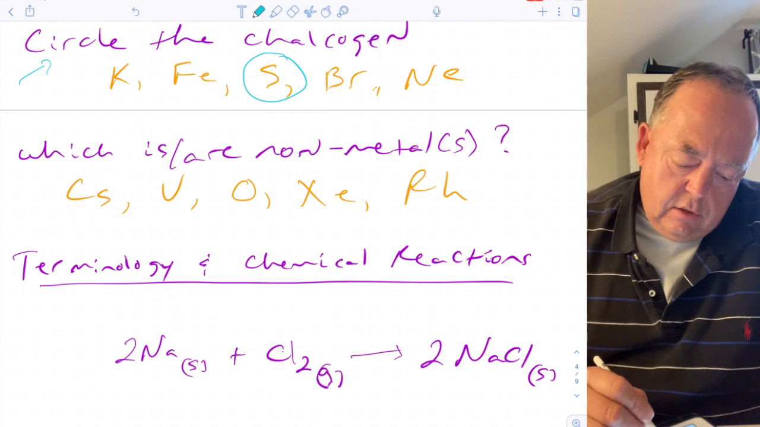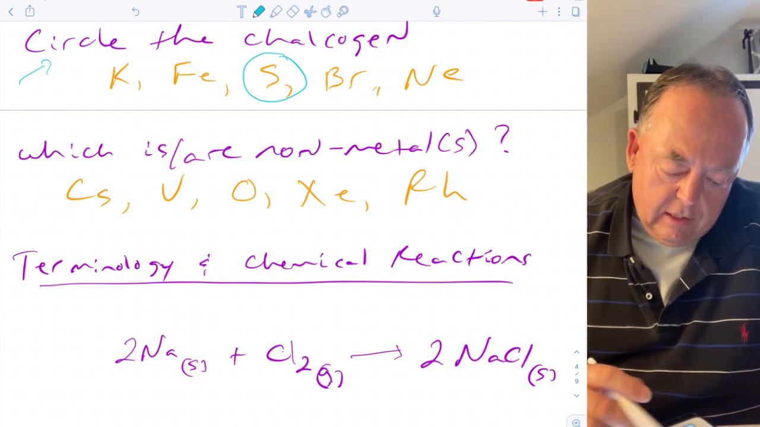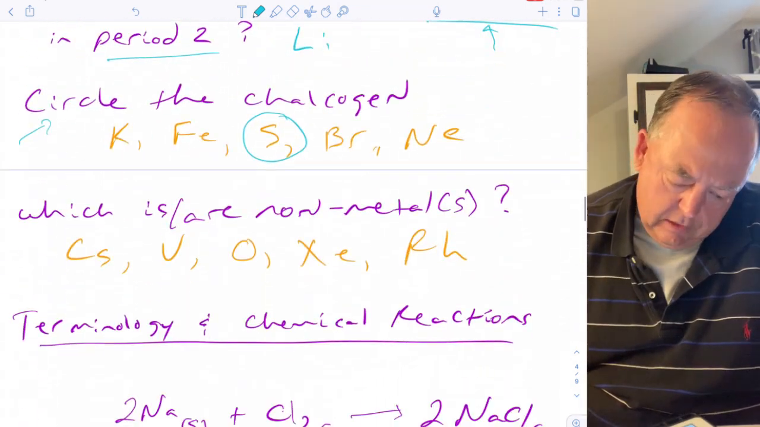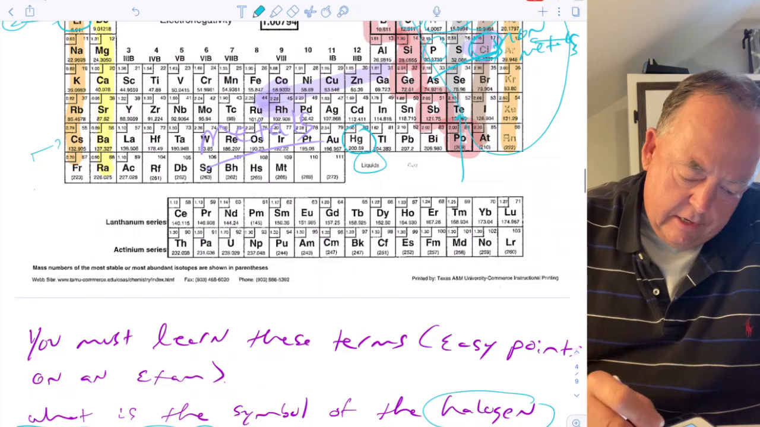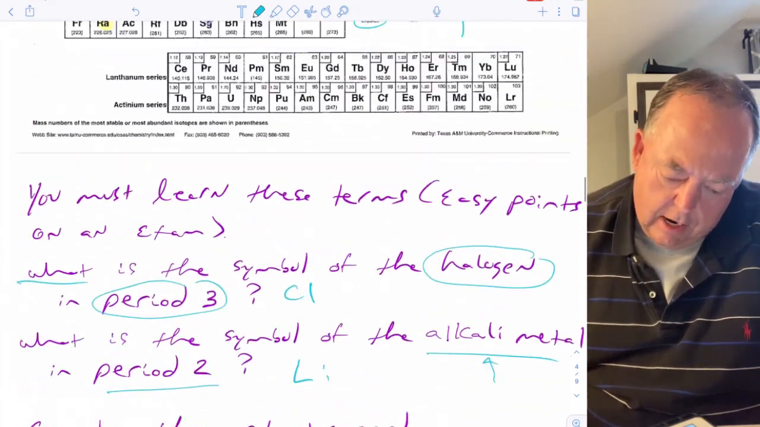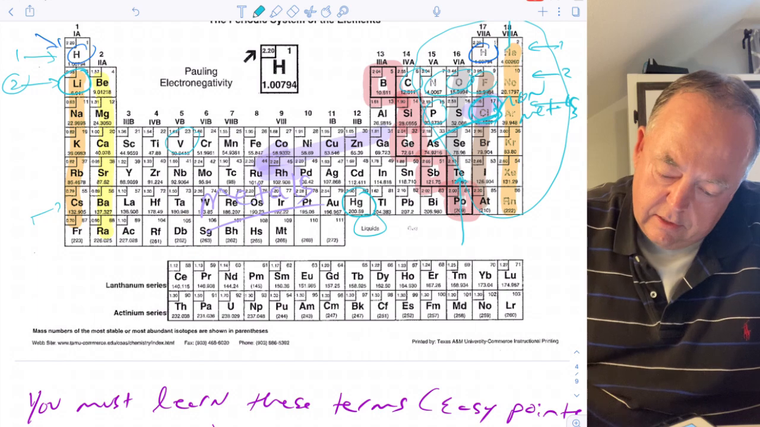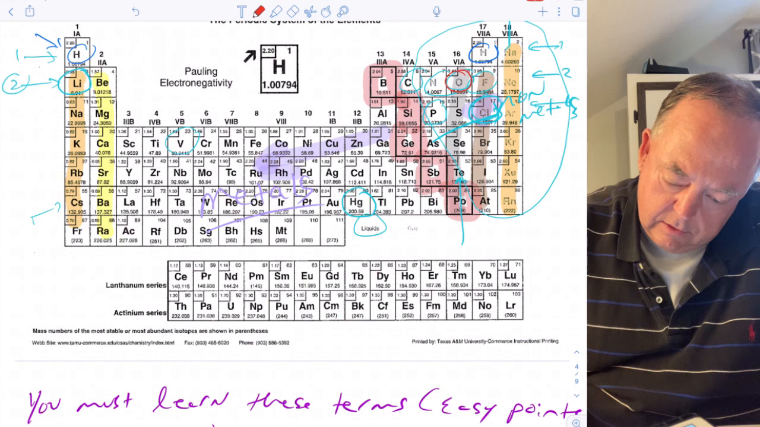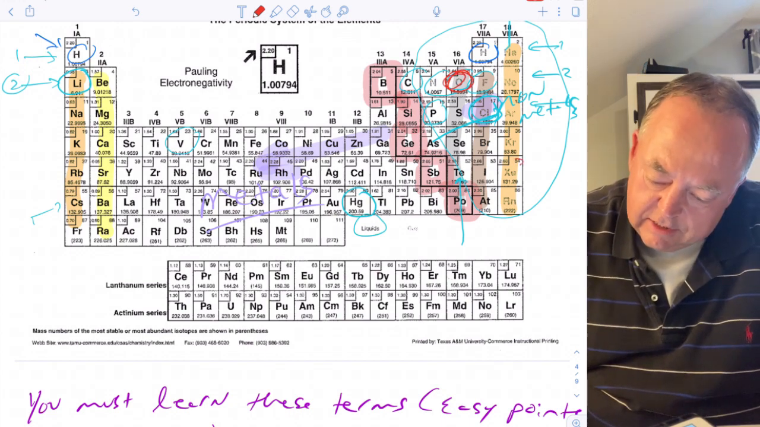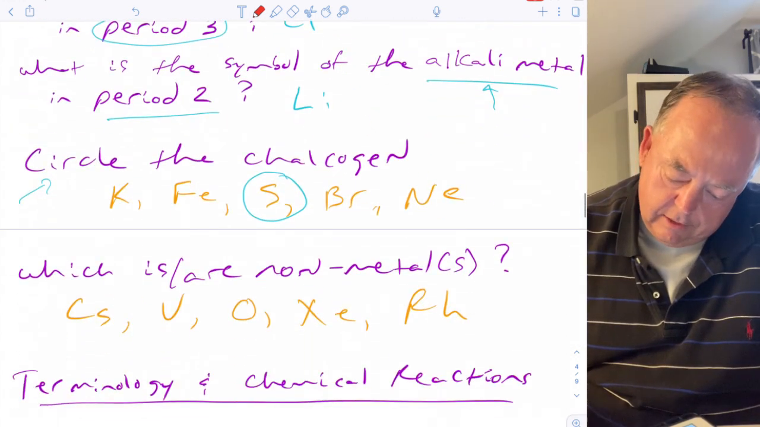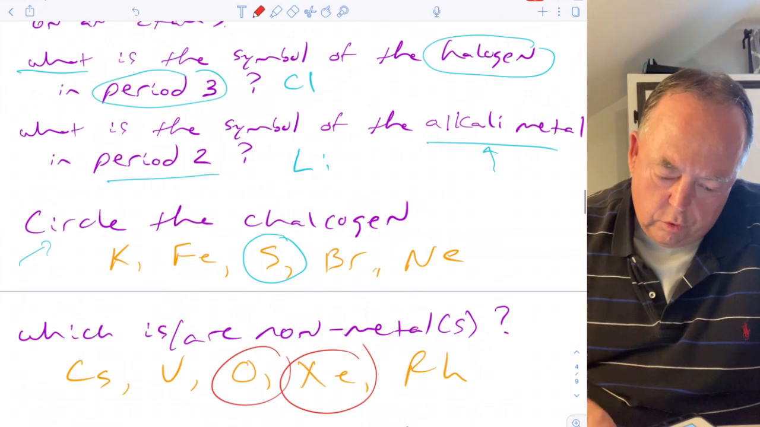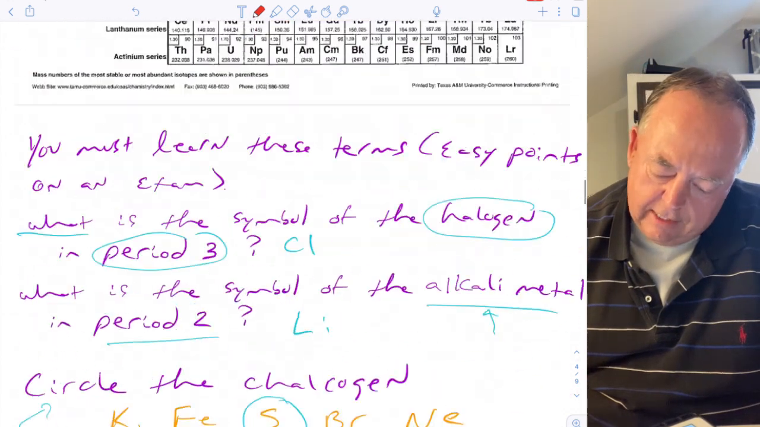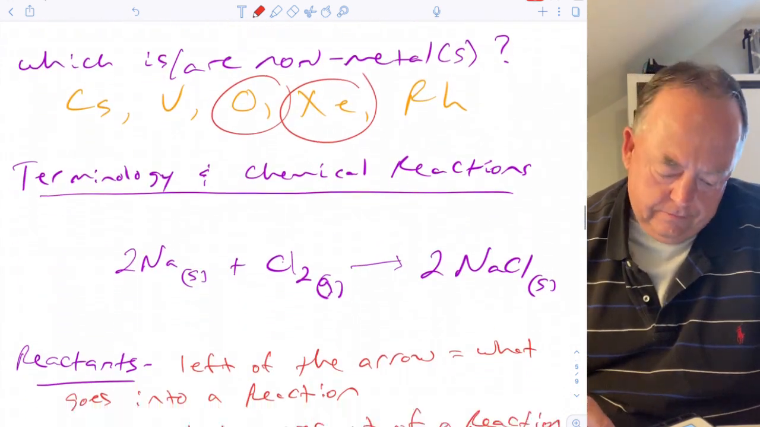So which of these is or are nonmetals? So you would just have to look. So okay, cesium here, that's a metal. Vanadium is here, that's a transition metal. Oxygen is here, xenon is here. They are nonmetals, right? So oxygen, xenon, rhodium, Rh, is here, so it's a transition metal. So the correct answers there would be oxygen and xenon.